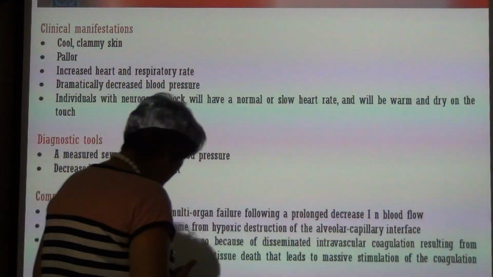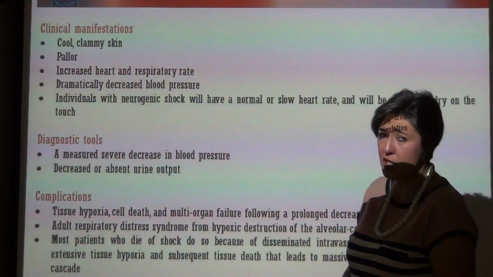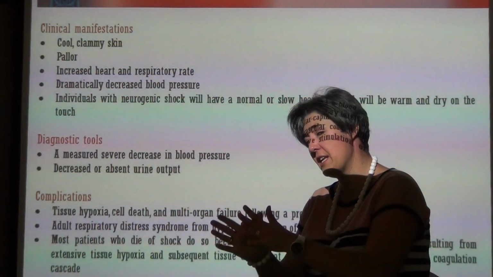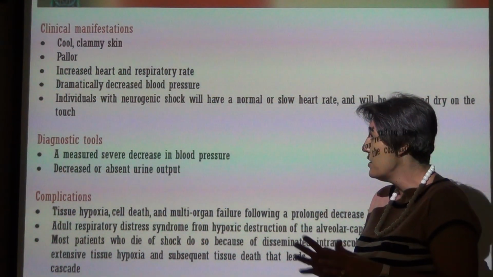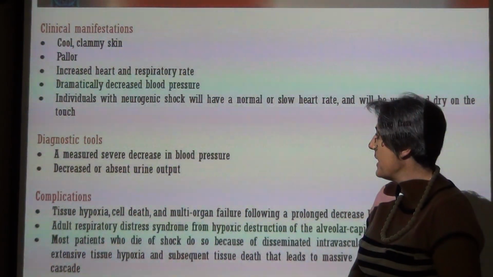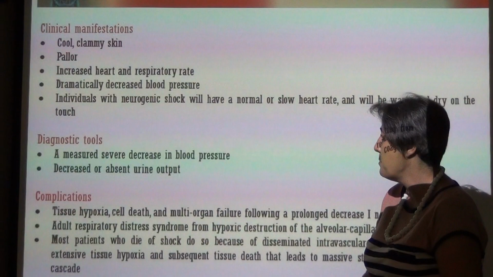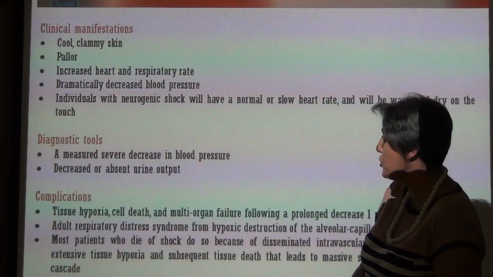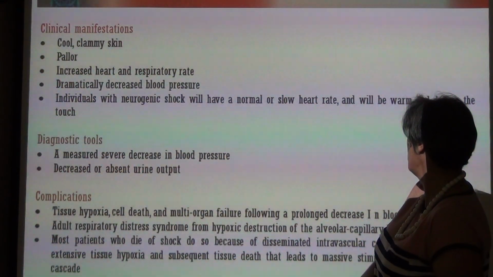So the clinical manifestations are then quite easy. If you don't have any blood pressure, then you can see that the skin, remember, I'm going to shunt from the periphery and send the blood to my heart in order to keep me alive. So my skin will be cool and clammy. It will be paler. I'm going to increase my heart rate and respiratory rate because I'm oxygen deprived. I'm going to have a dramatically decreased blood pressure, that's why I am having the shock. And individuals with neurogenic shock will have a normal or slow heart rate and will be warm and dry to the touch.